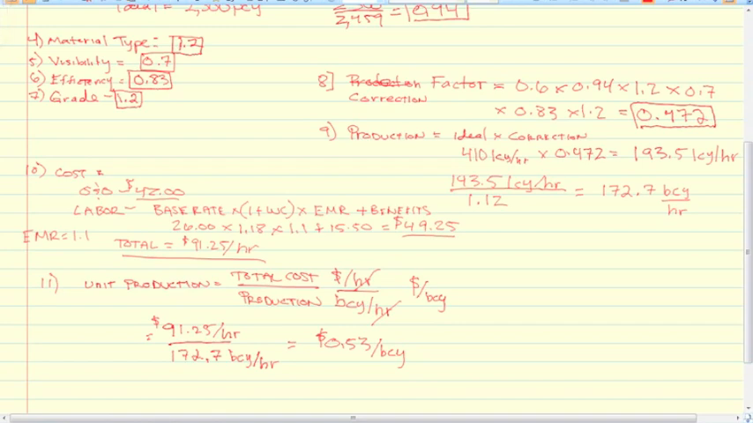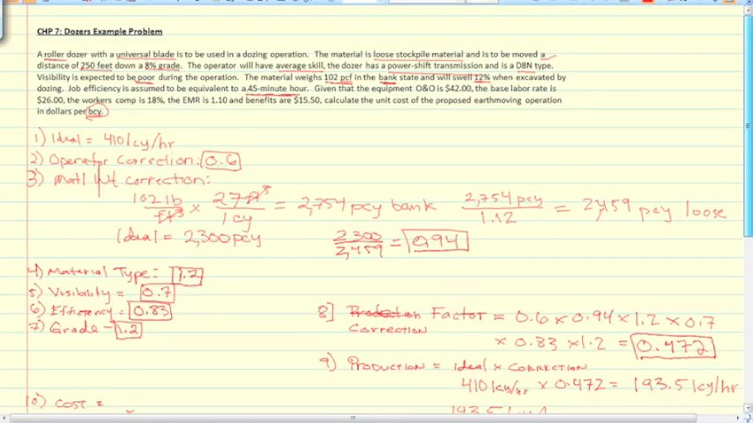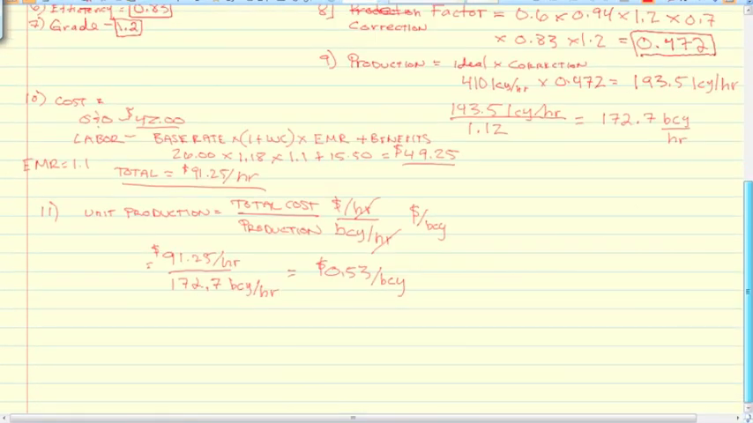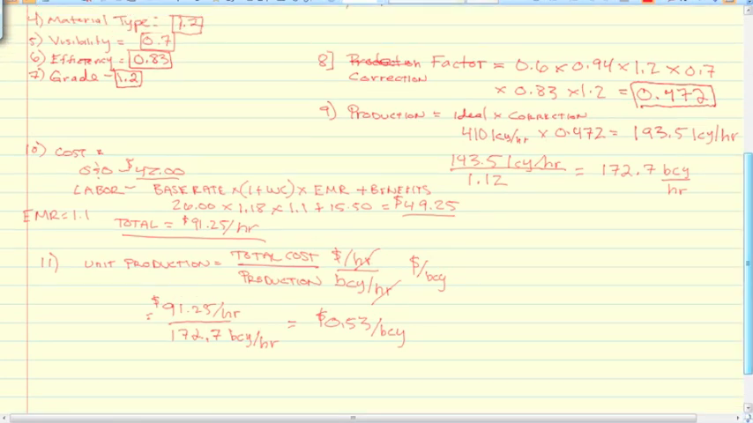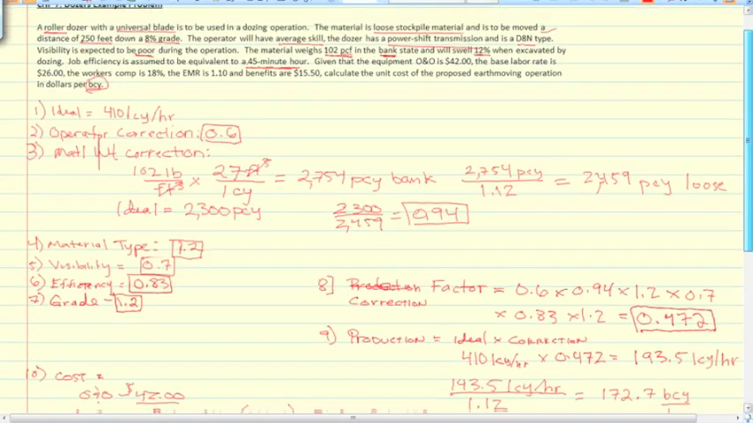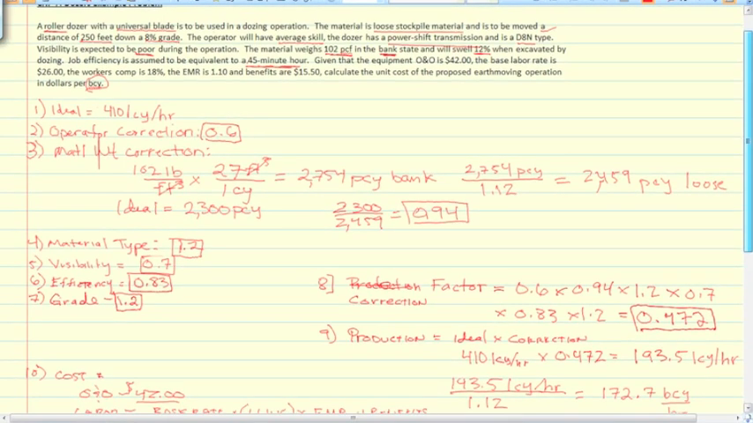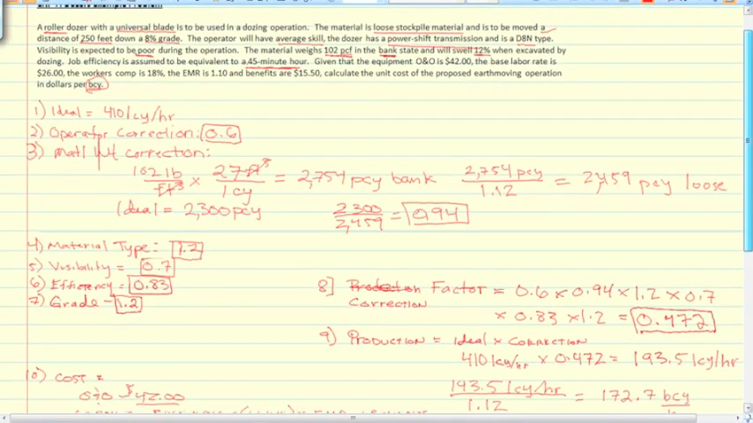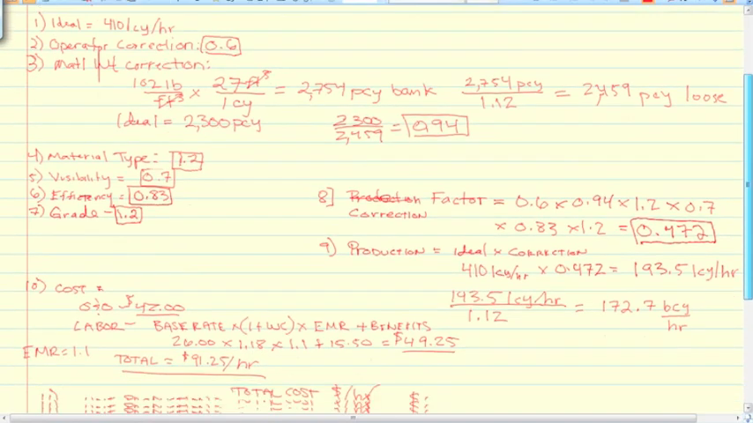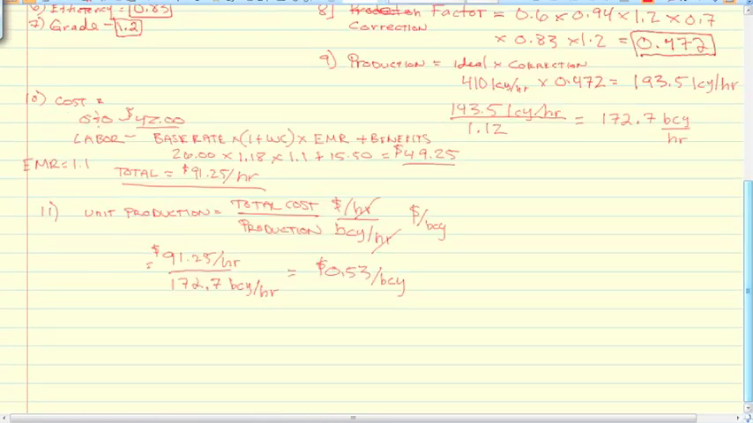So that's our solution there, about 53 cents, which if you look at some of the other example problems, it kind of fits in. The one in the book is 48 cents, and then the one in the class is similar. So there's that.